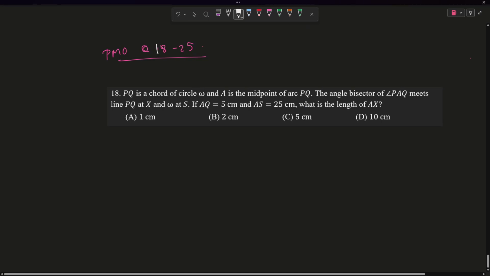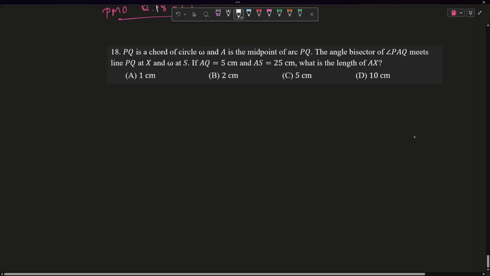Today we're going to do PMO questions number 18 to 25. So this is question number 18. Let's just draw a quick figure for this.